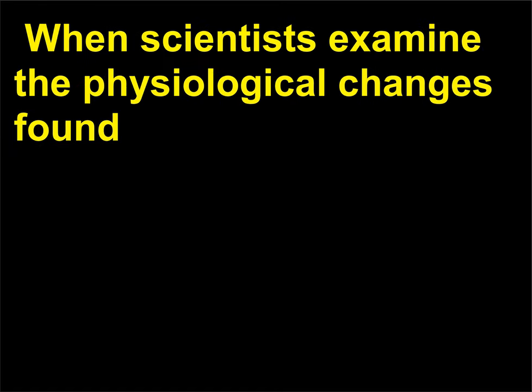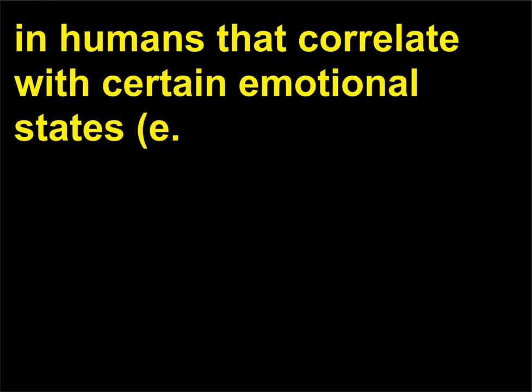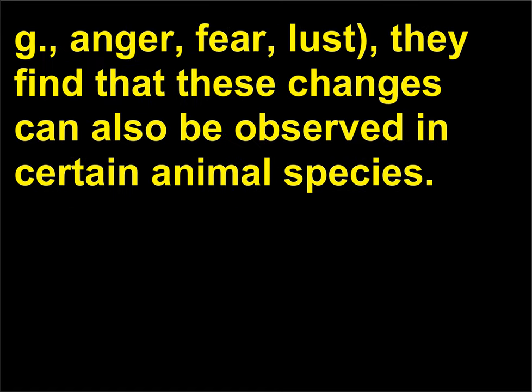When scientists examine the physiological changes found in humans that correlate with certain emotional states, e.g., anger, fear, lust, they find that these changes can also be observed in certain animal species.